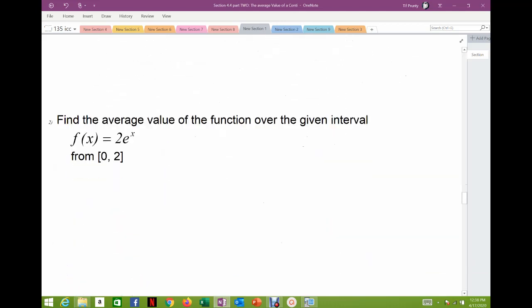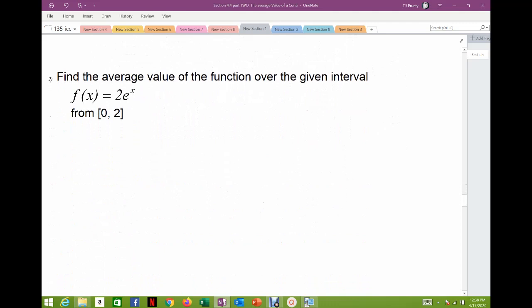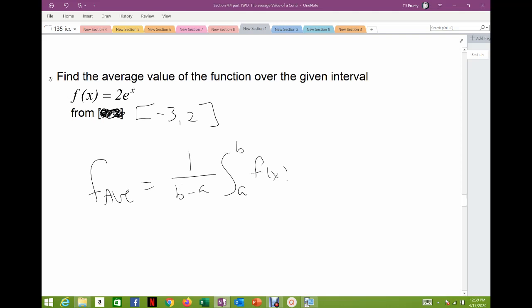Second example. Find the average value of my function 2e to the x from negative, oops, that one needed to be changed, from negative 3 to 2. Negative 3 to 2. I meant to change it and I forgot. So my a would be negative 3, my b is 2, and so my average value of this function, again, first thing we do is we take 1 over b minus a, integrating a to b of my function. And so for this function, my b was 2, my a was negative 3, times the integral from negative 3 to 2 of my 2e to the x dx.